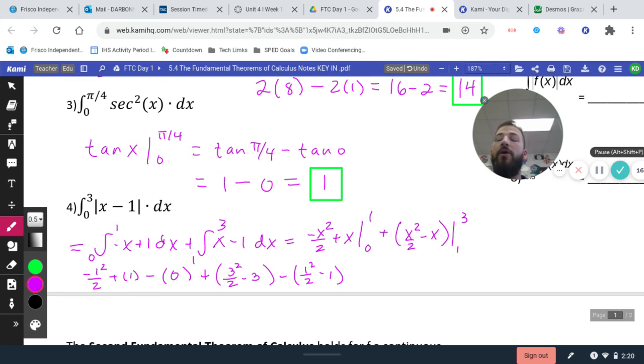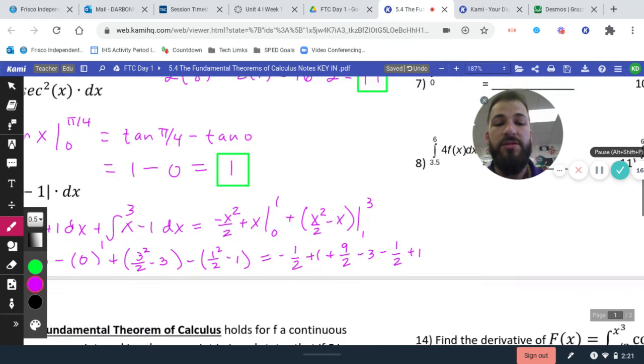So the biggest thing, y'all, when you get these longer fundamental theorem of calculus questions is being very mindful and careful with your positives and negatives. Okay, you really, really, really got to pay attention. So 1/2, negative 1/2, plus 1, that 0 is just gone, plus 9/2 minus 3, minus 1/2, plus 1.